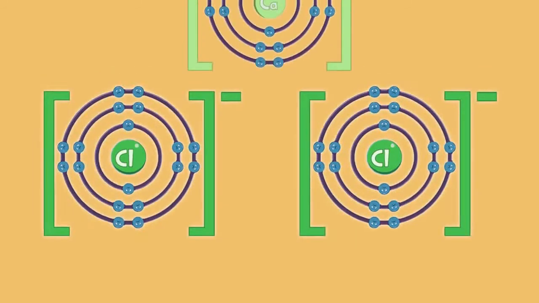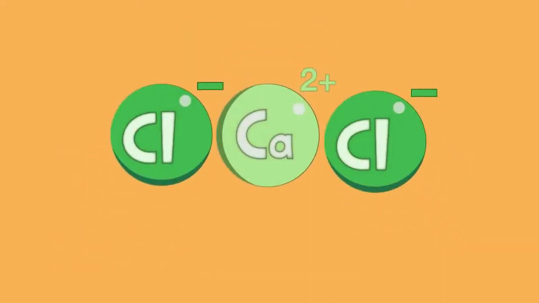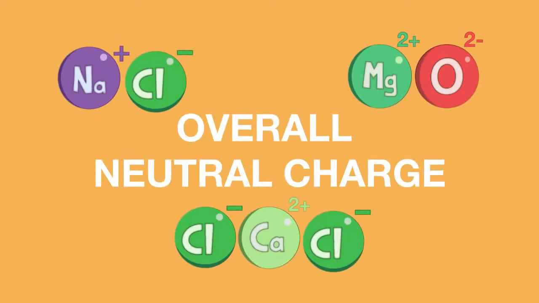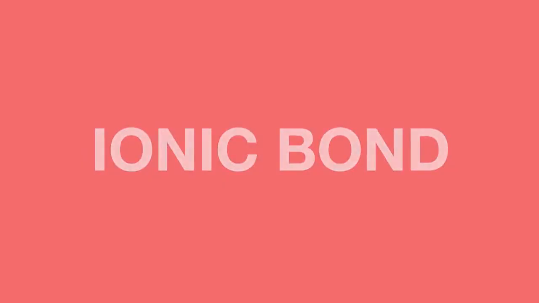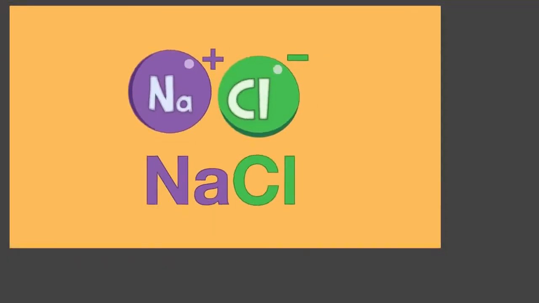The calcium ion is electrostatically attracted to the two chloride ions because the opposite charges must fully balance each other out. In all three examples, the resulting ionic compounds have an overall neutral charge because all charges are fully balanced out. In summary, an ionic bond is defined as the electrostatic attraction between oppositely charged ions.